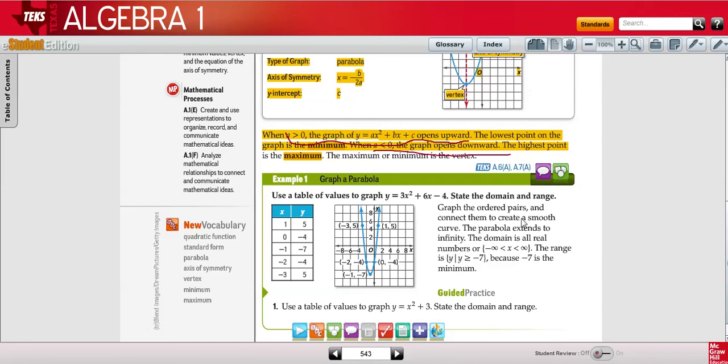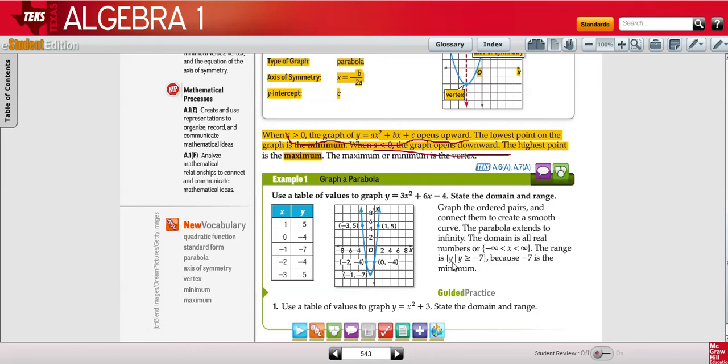So after we graph the ordered pairs and connect them to create a smooth curve, the parabola extends to infinity, meaning these two arrows here mean that this line keeps going on forever and ever. Our domain, which is our x values, will keep going from negative infinity to positive infinity because these lines are going to keep spreading outward and outward. So that is going to keep going to negative infinity and that one's going to go to positive infinity.